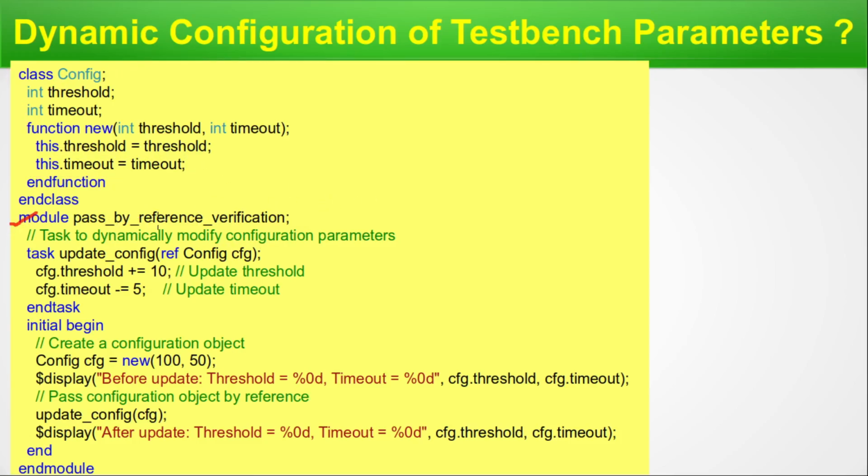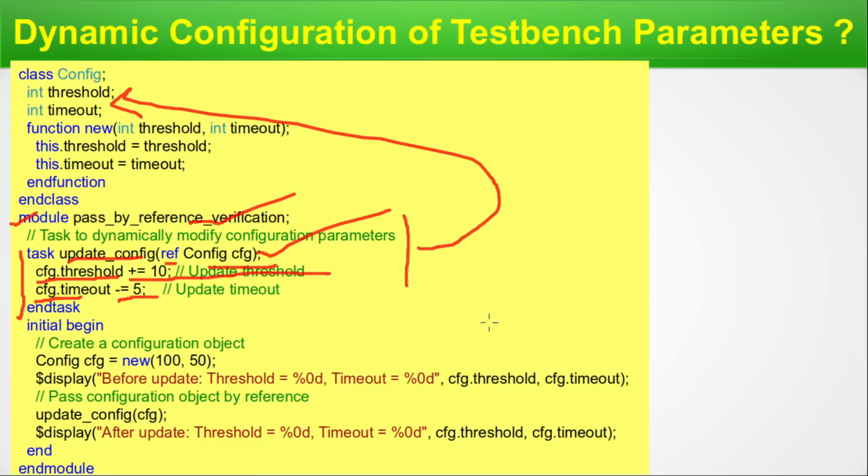Next we start our module pass by reference verification, and we have a task. This is external and not native to the class. And here we have the update config, and we give the reference config cfg. So an object reference is going inside. The task can actually look into it and do a precision surgery. Here we have cfg.threshold plus equal to 10, so it will be increased by 10, and cfg.timeout minus equal to 5, so 5 will be deducted from the given value. So the external task can now change the variables inside the class.